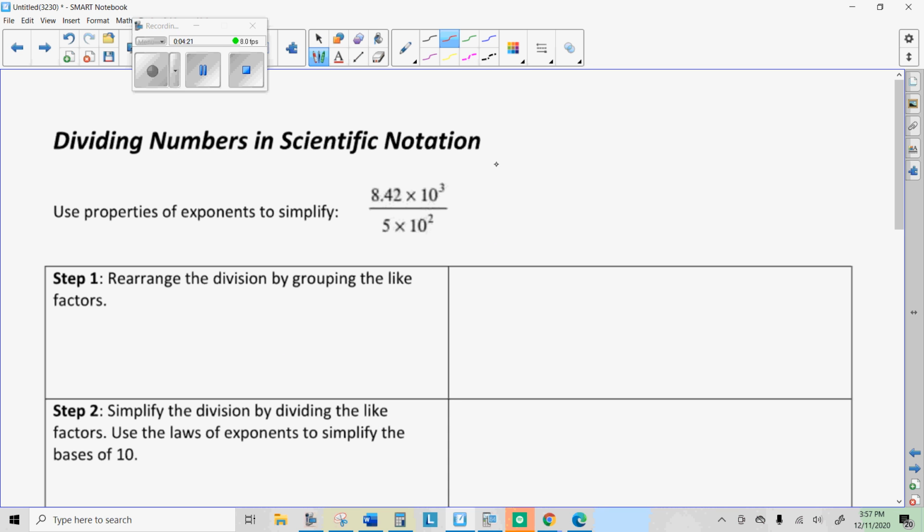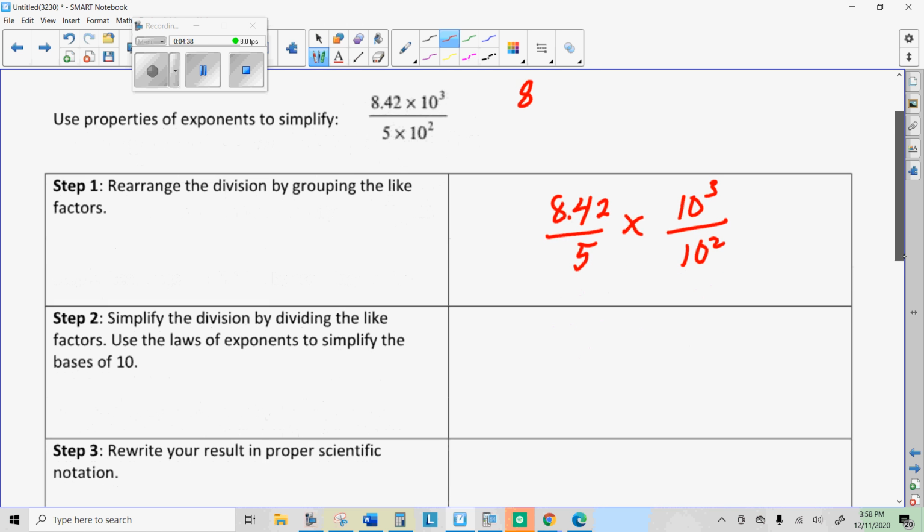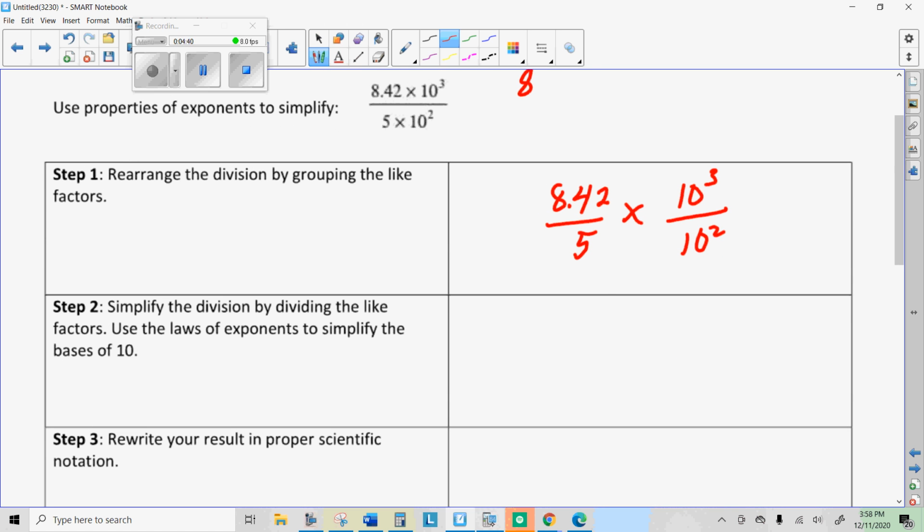When you're multiplying, remember that you can split up the fractions because you're just multiplying the numerators together and the denominators. So we're going to do this separately. Then we're going to use the rules of dividing powers to help us doing the dividing part. So basically I just need to divide 8.42 by 5.